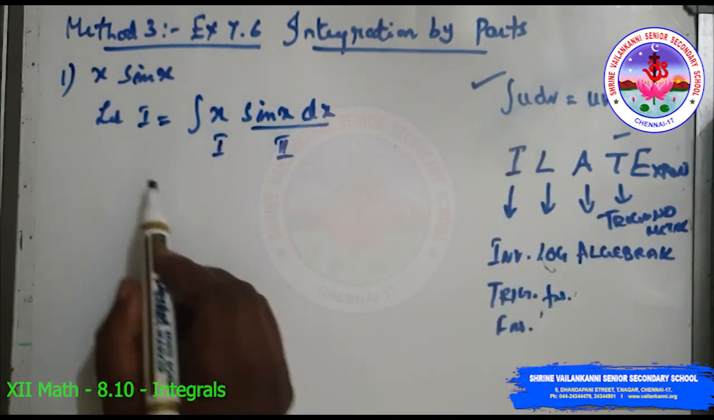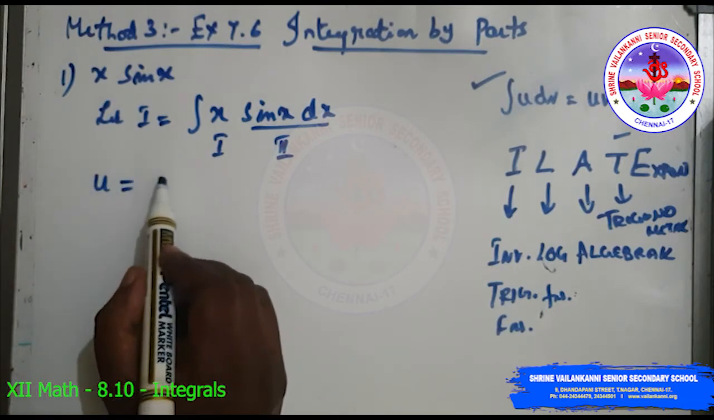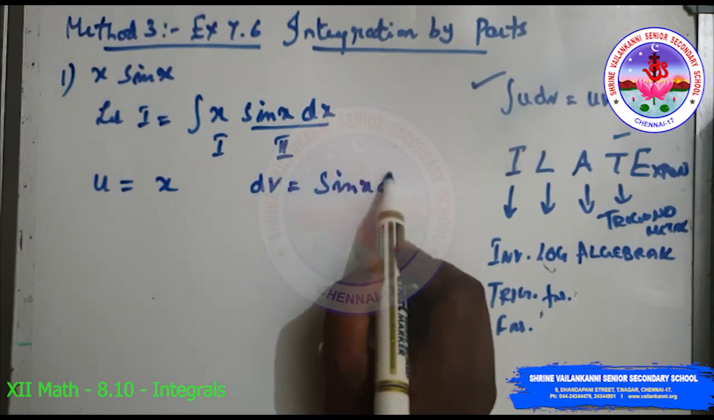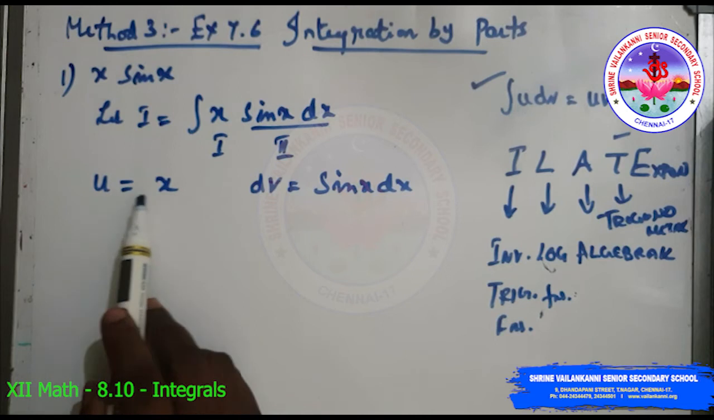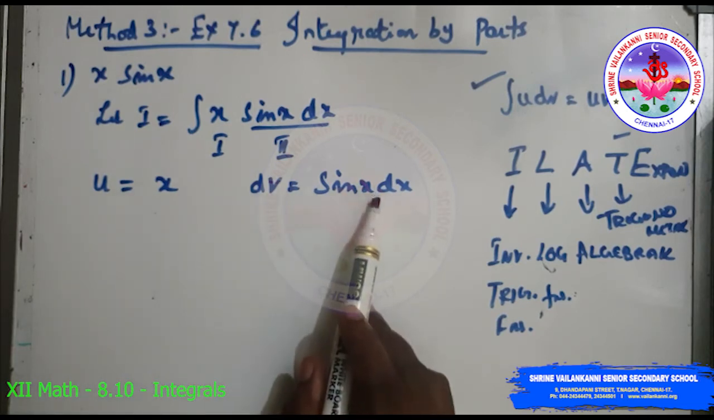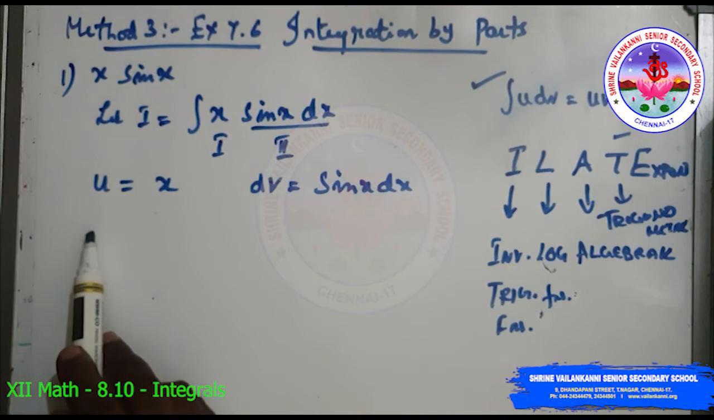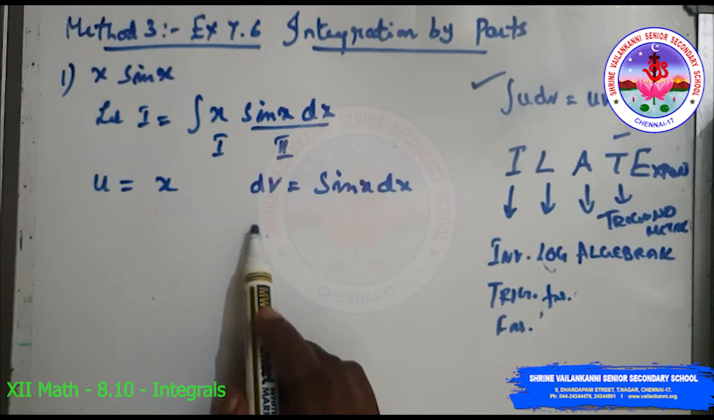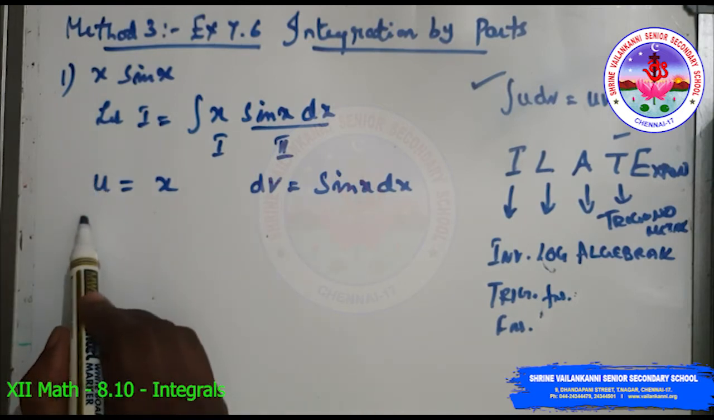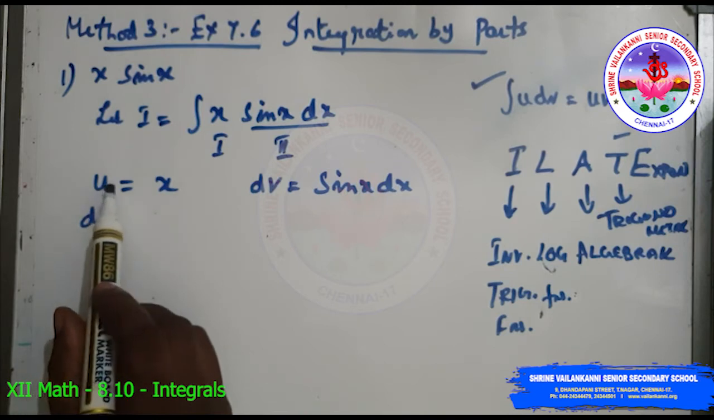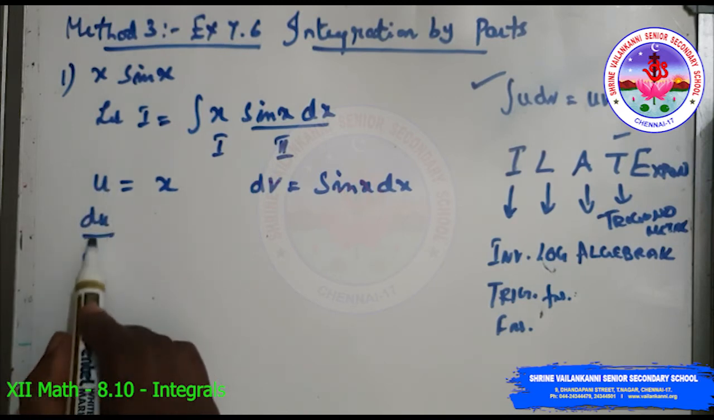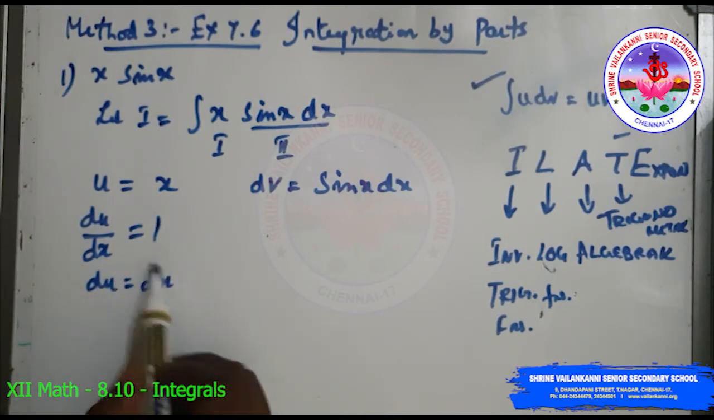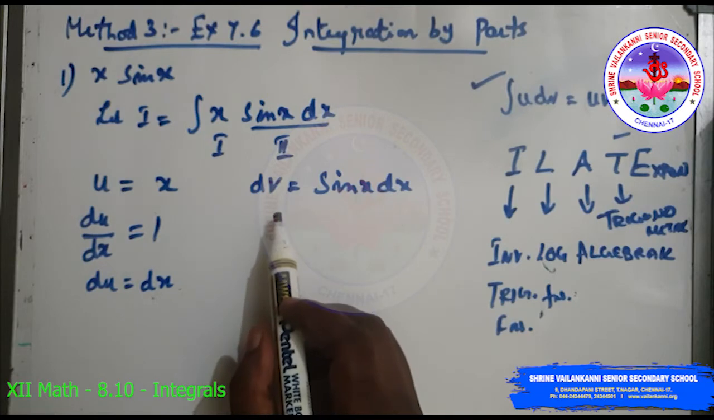Using this formula, I am taking the first part x as u and the second part sin x dx as dv. So u equal to x and dv equal to sin x dx. We have to differentiate u to get du, and integrate dv to get the value of v. Differentiating u with respect to x, du by dx is 1. So I am writing du as 1 into dx.